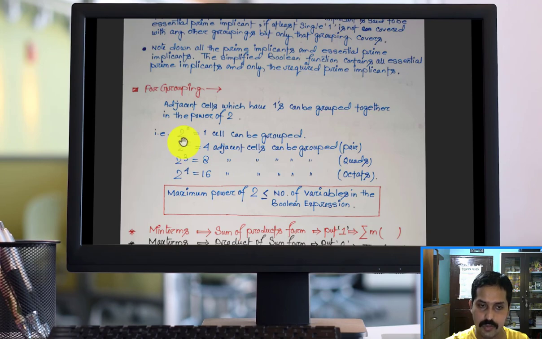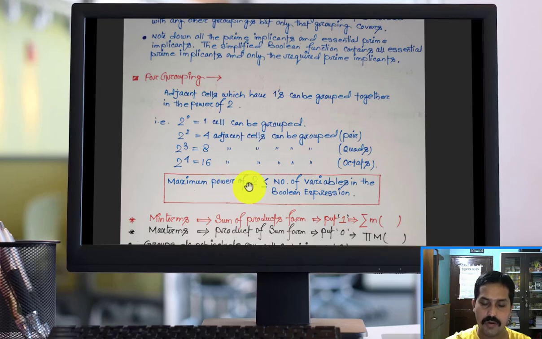There will be 2 to the power 1, 2 to the power 0, then 2 to the power 1. That is, 2 cells can be grouped. That will be a pair. Then 2 to the power 2, that will be quads. Okay, this is my mistake. This will be quads, and 2 to the power 3, 8, that will be octants. So the maximum power of 2 is less than or equal to the number of variables in the Boolean expression, which I have already told.